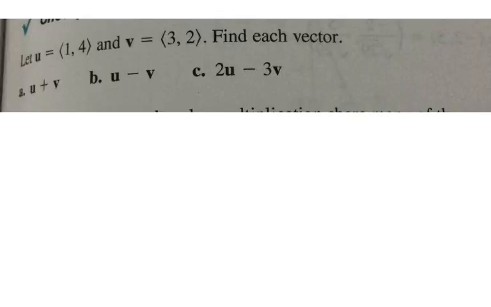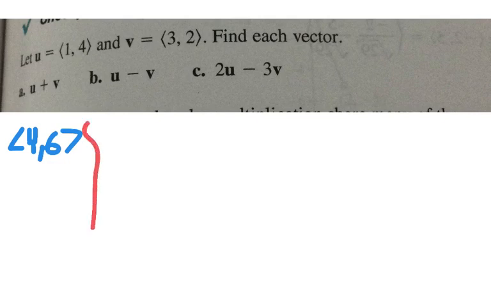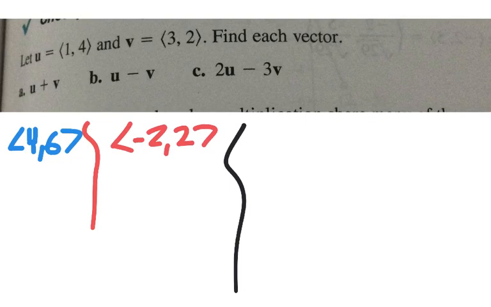Okay, what do we get for A? It is 4, 6. Questions on A? What do we get on B? It's negative 2, 2 for B. Questions on B? C. Negative 7, 2. Questions there?